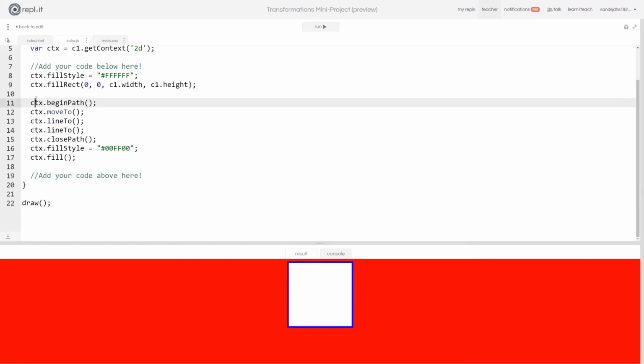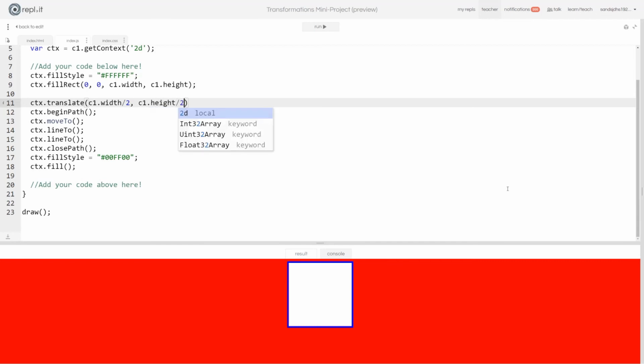Before we actually go into putting in our things, make sure that for all of you, we did that translate that I mentioned, because we want to have all of our transformations happening in regards to the center of our canvas. And by default, they all happen in regards to 0, 0 up here. So I'm going to translate by 100, 100, which is the same as saying C1.width divided by 2, C1.height divided by 2.